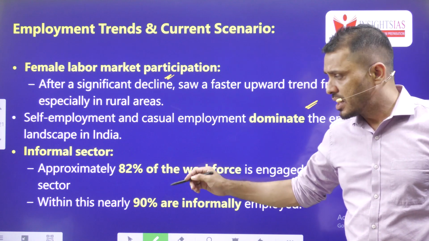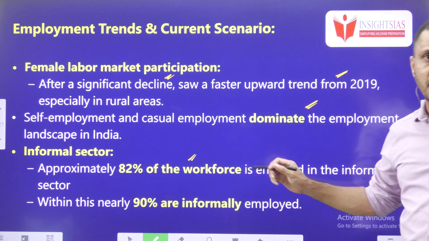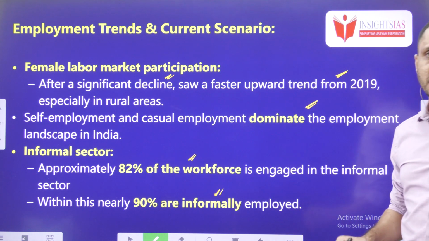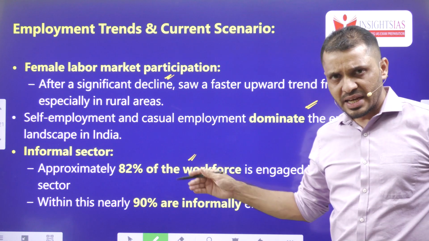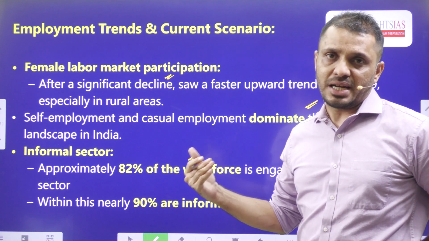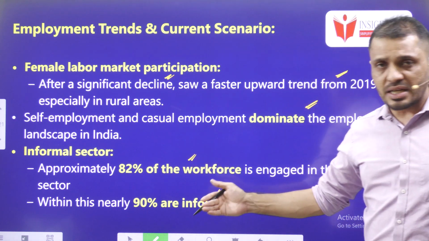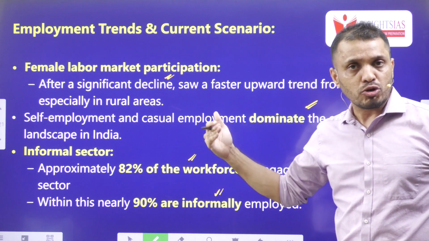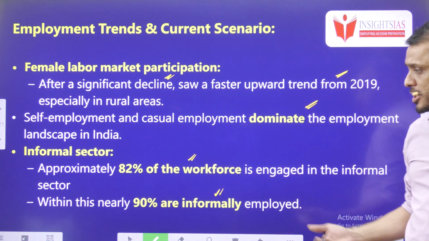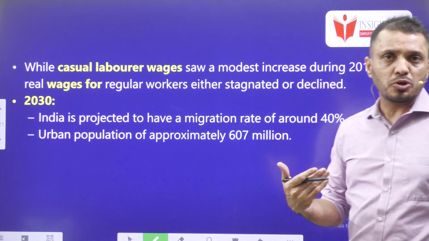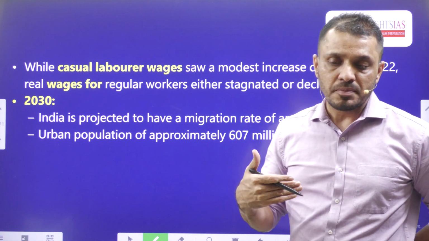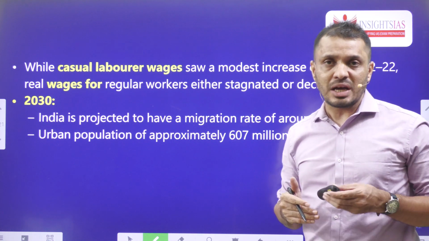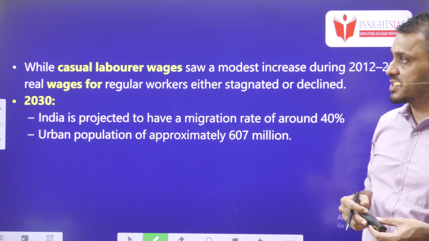Next, informal sector. Around 82% of the workforce in India is employed in the informal sector. In this 82%, nearly 90% are informally employed. That means at least some people are formally employed, 10%, but the rest of the 90% are informally employed in the overall 82%. That means in India, out of 100 people, 82 people are employed in the informal sector. In the informal sector, you know that the working conditions and rules are less protective in nature. That means generally employees don't have any employment security kind of thing.